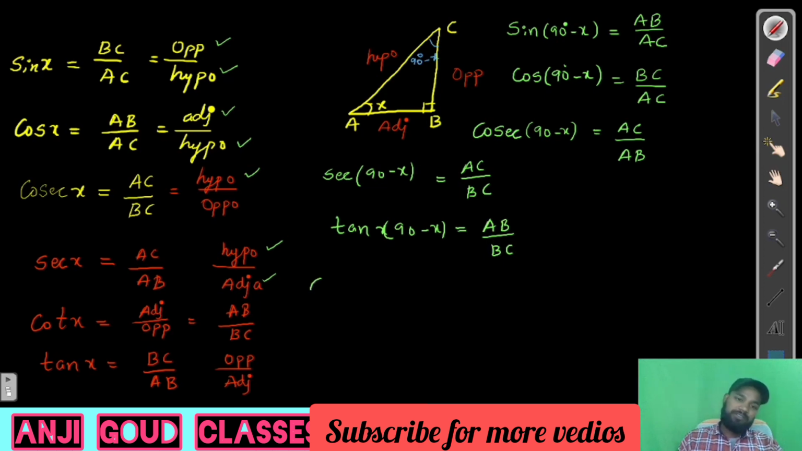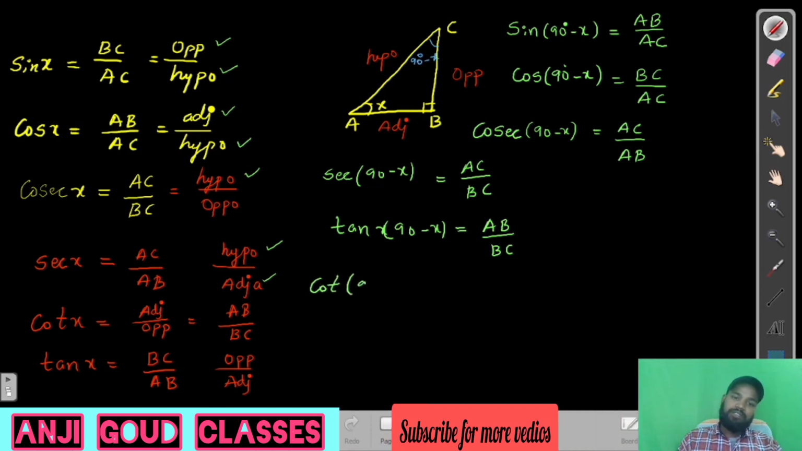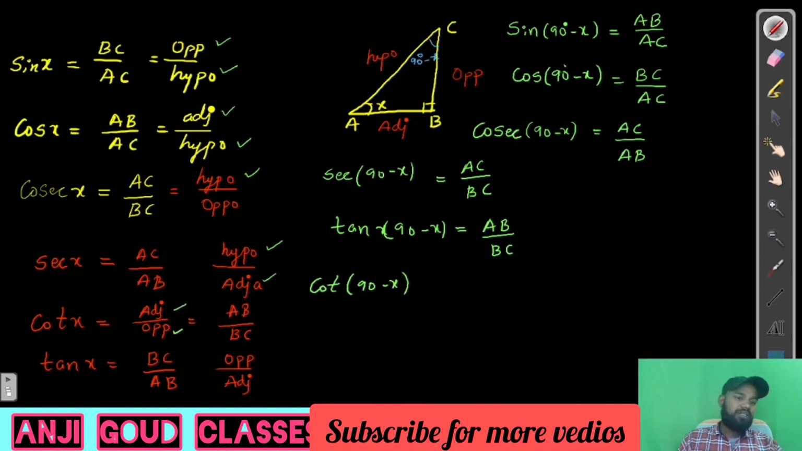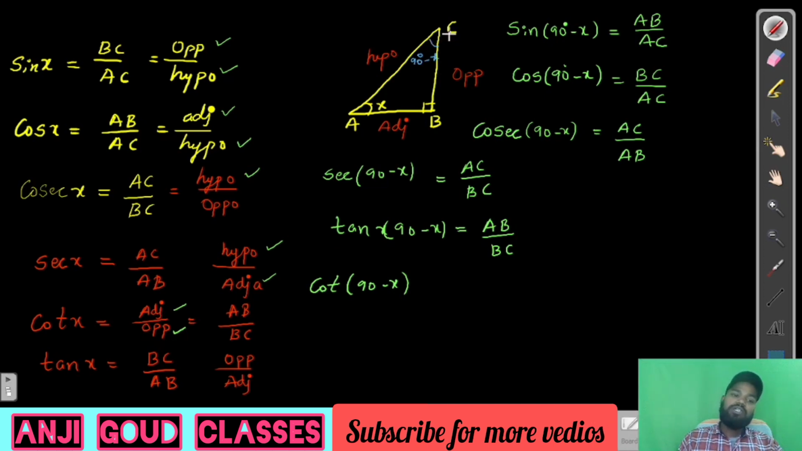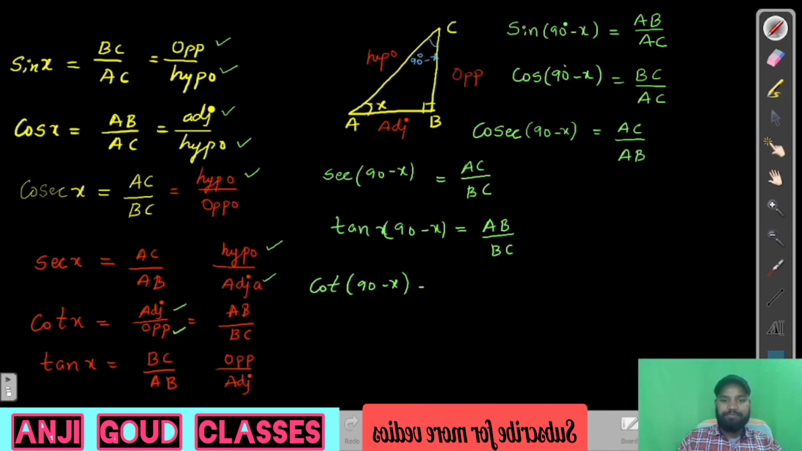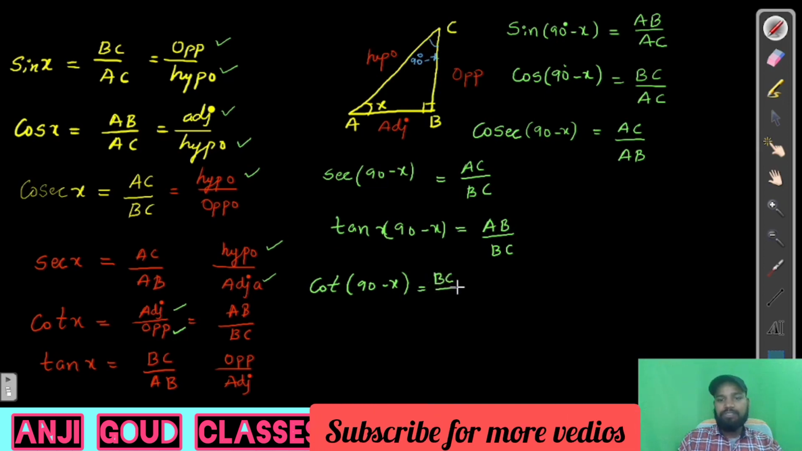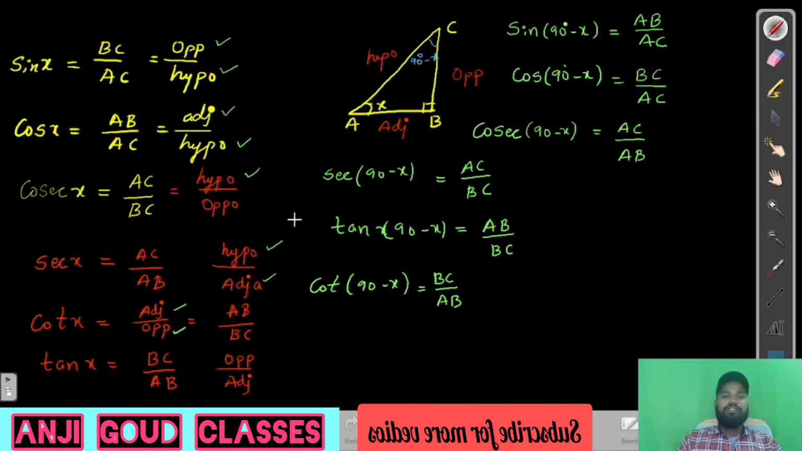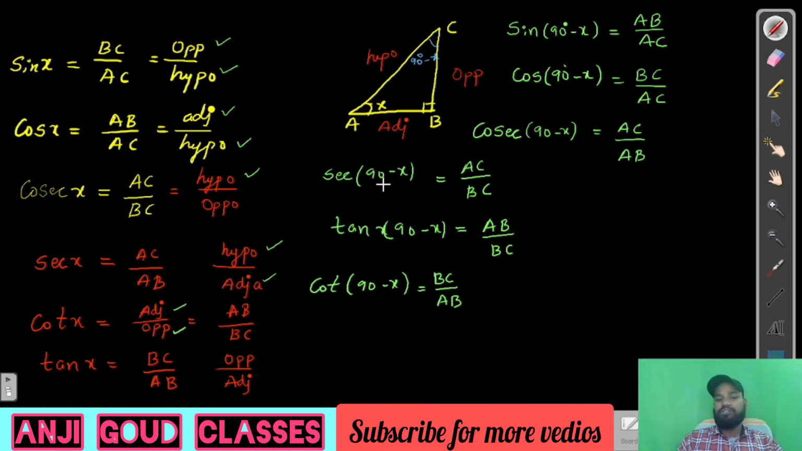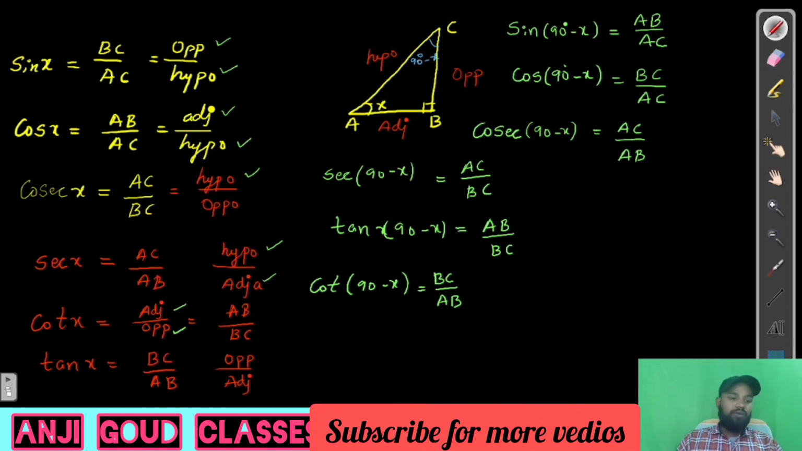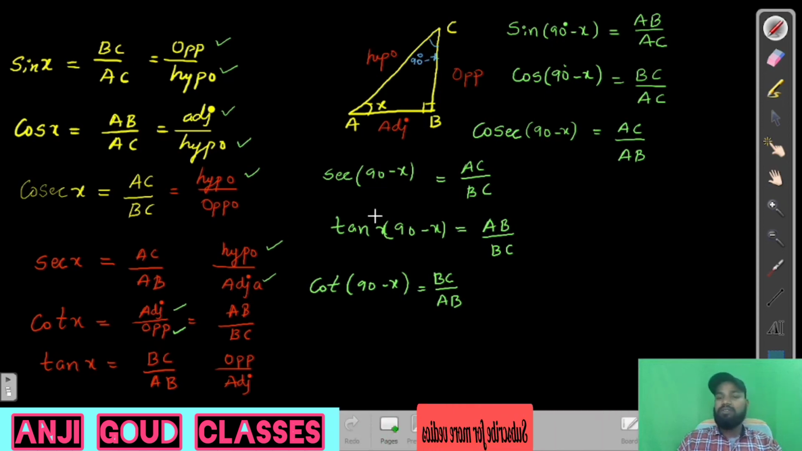Next, cot of 90 minus x. What is the cot formula? Adjacent by opposite. Adjacent is BC, and opposite is AB. So as of now, we have written all ratios with respect to x, and with respect to 90 minus x. Now we need to find the relation between them.